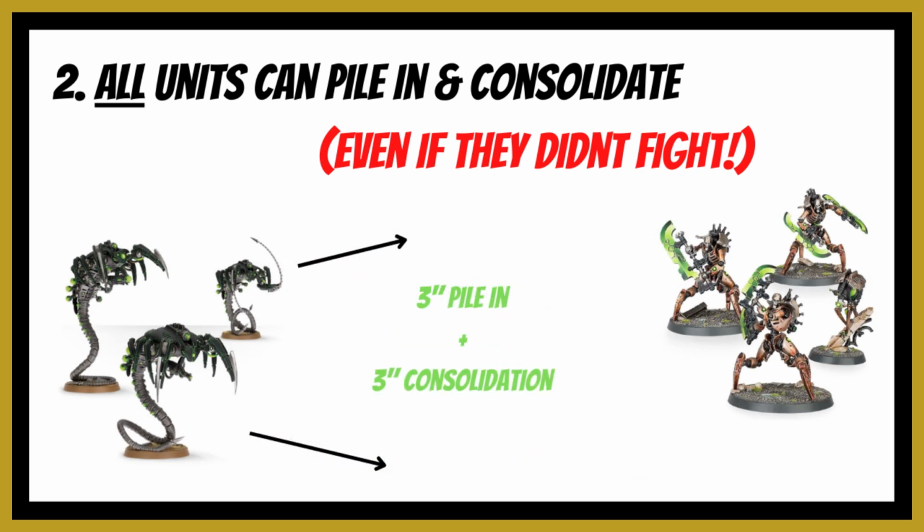So therefore, because the Canoptic Wraiths actually made a charge move this turn, they are eligible to make a piling in move and then consolidate for free. So you don't want to be wasting that movement. There's a 6-inch movement there, make use of it.